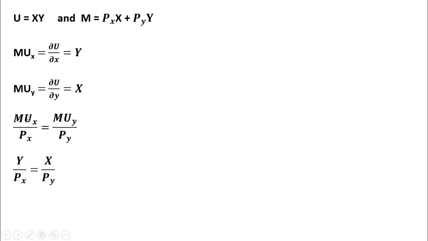First thing we'll get is the marginal utility of good X. If we do that, we get Y. The marginal utility of good Y is X. Setting up the utility maximizing condition and making some substitutions, the marginal utility of good X is Y divided by the price of good X, and the marginal utility of good Y is X divided by the price of good Y. Solving for Y leaves us with this result.